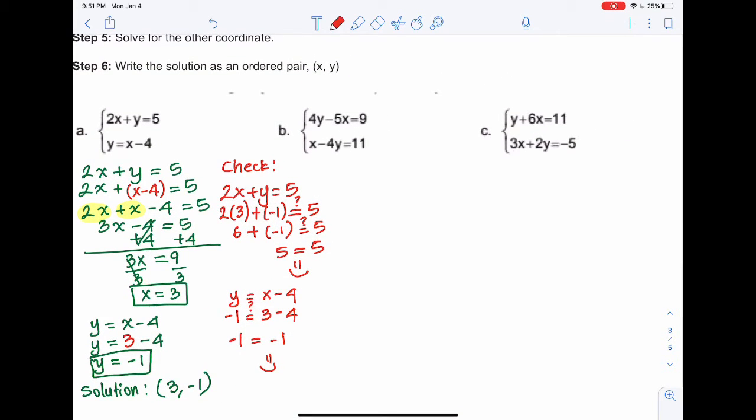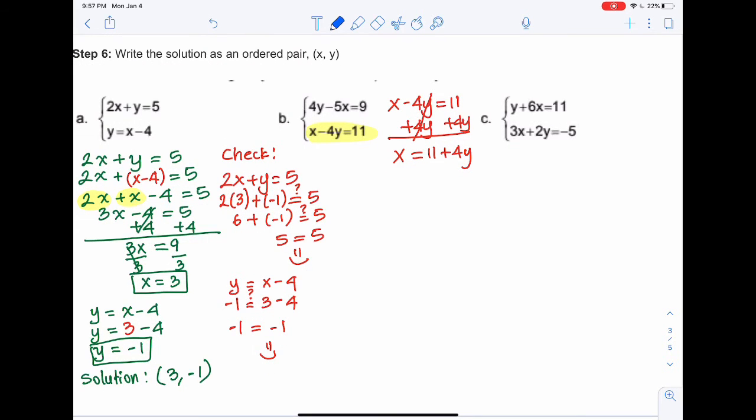Now let's do the second question. Our second question requires us to isolate one of the variables. I am going to use the second equation to isolate because x has the coefficient 1, which is easier to isolate. I'm going to add 4y to both sides of the equation to isolate x. So from here, x will be 11 plus 4y.